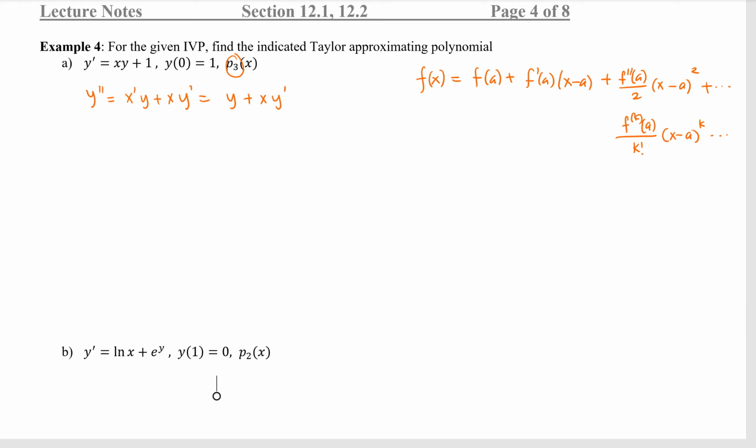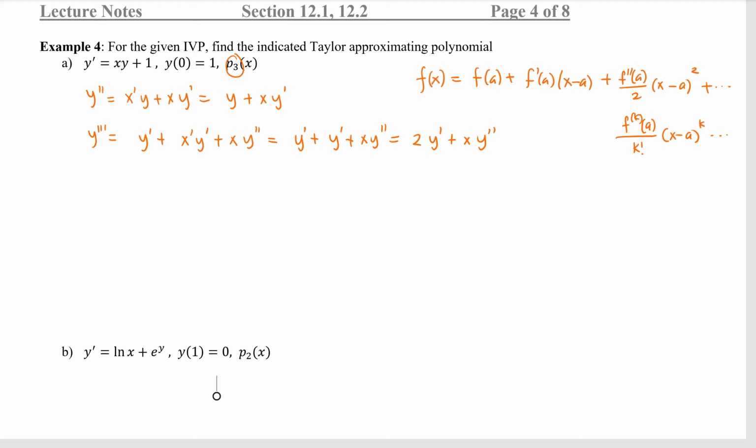Okay, so let's continue. The third derivative is the derivative of this, so we get y prime plus, well, next we have a product, so we use the product rule: x prime y prime plus x y double prime. And x prime is 1, so we get 2y prime plus x y double prime.